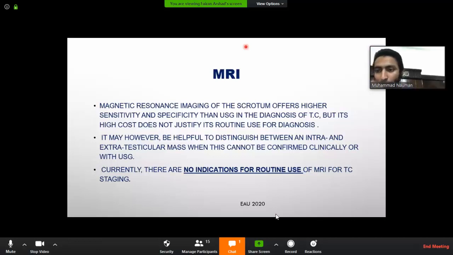One thing about the management of seminomatous tumor is, number one, the objective is therapeutic and diagnostic both at the same time. Right. And this is the only tumor where this applies.